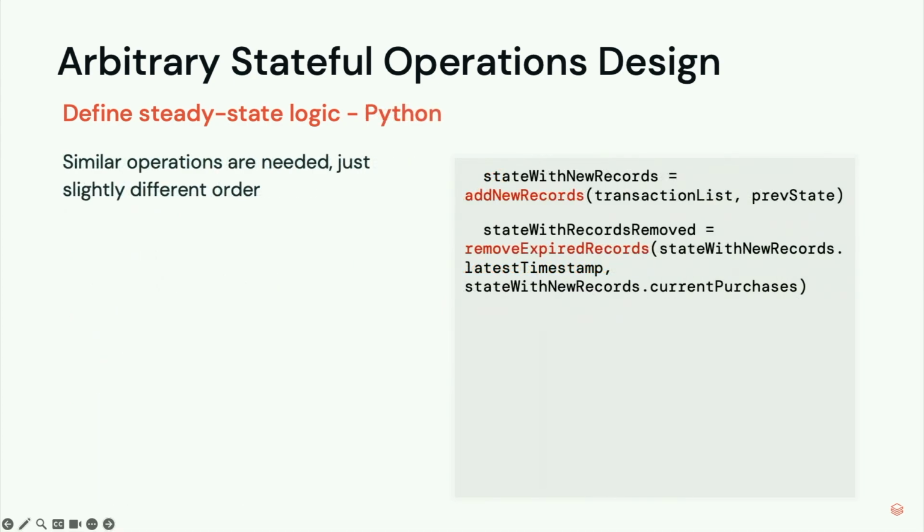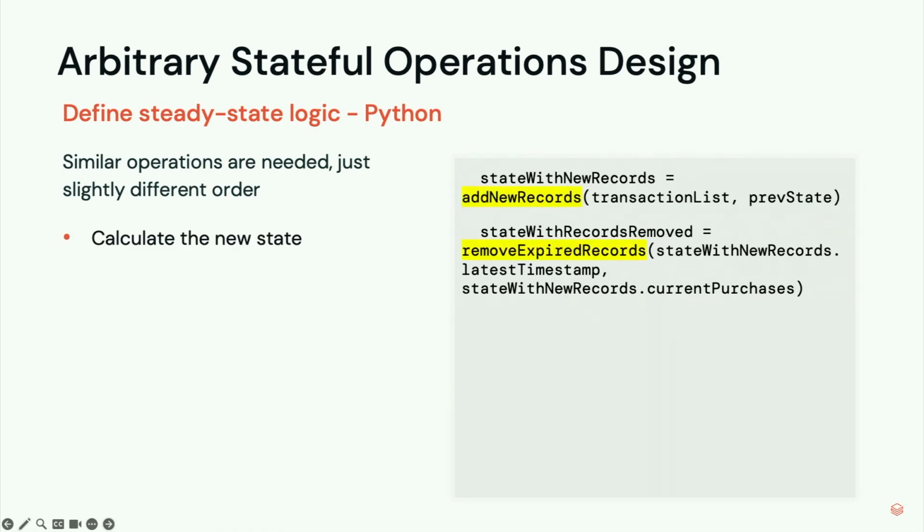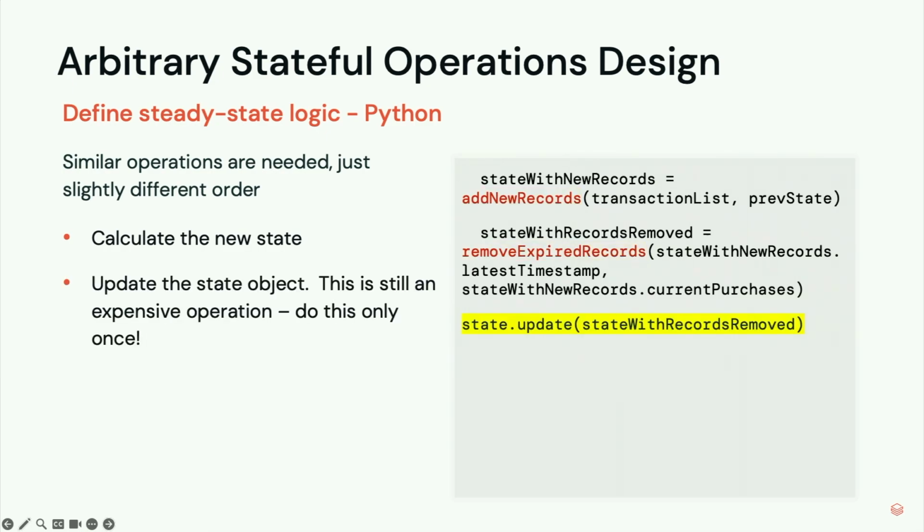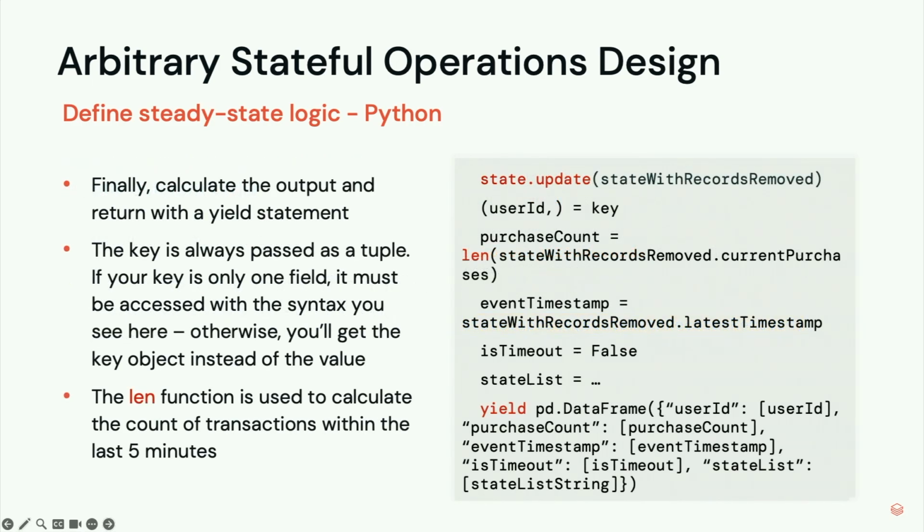Now, how about Python? Python, again, looks very similar, just different syntax. I'm adding records, and I'm removing expired records, just like before. I'm then updating the state object. Since I don't need to adjust the state anymore, it doesn't really matter where in my logic I adjust it, as long as I only do it once. And then finally, I'm calculating the output and returning a yield statement.